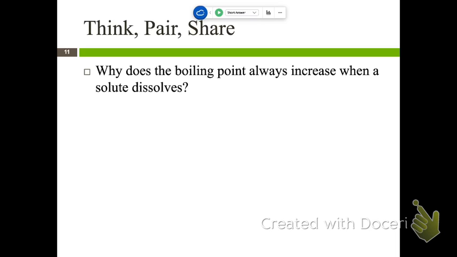Bonds means covalent bonds. We're not doing that. That's not what we're talking about.